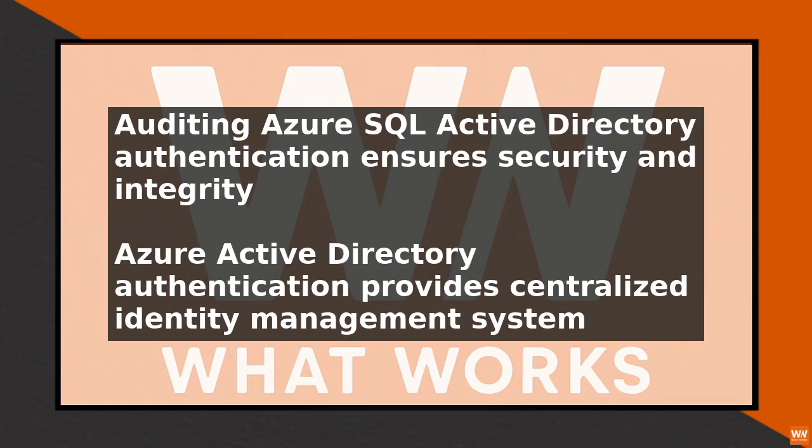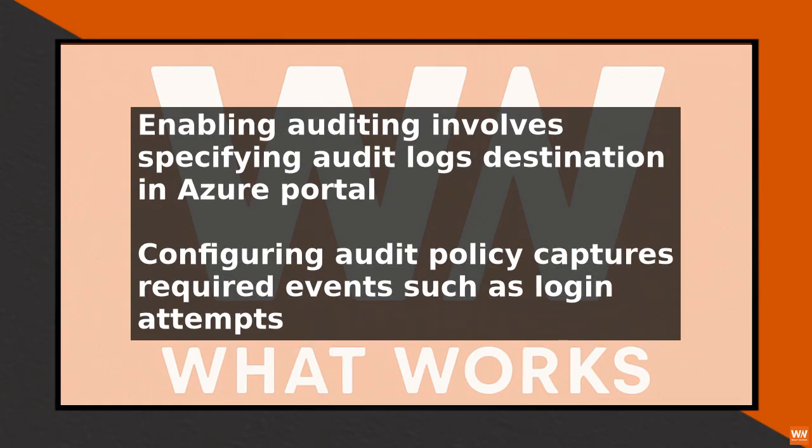First, you need to enable auditing for your Azure SQL database. This can be done by going to the Azure portal, navigating to the Azure SQL database resource, and clicking on the auditing option under the security section. From here, you can enable auditing and specify the audit log's destination, such as Azure Storage or Azure Log Analytics.